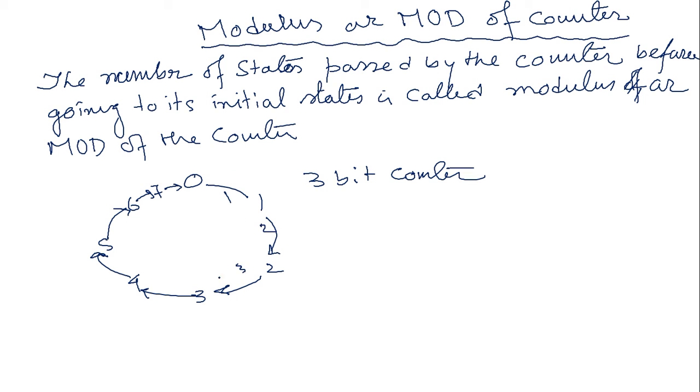For this 3-bit counter, how many states can we cross? 1, 2, 3, 4, 5, 6, 7. After this 7, the last state is there, the 8th. So after 7 we come to the initial state, that is 0. In an up or down counter, the initial condition is 0, so we can count from 0: 0 to 1, 2, 3, 4, 5, 6, 7, and then 0. So 0 is the initial condition. The number of states passed by the counter before going to its initial state is called the modulus.